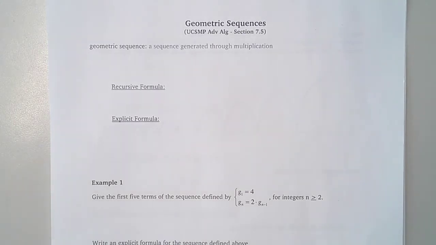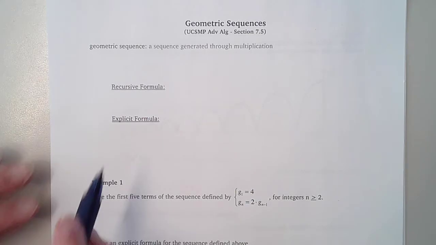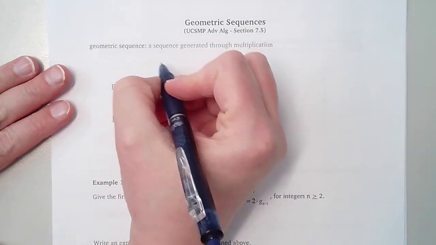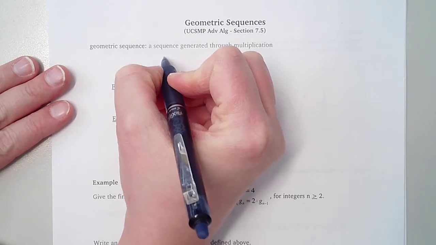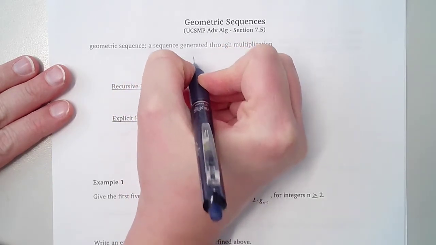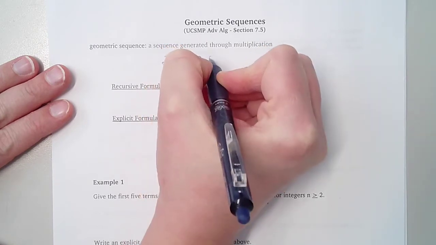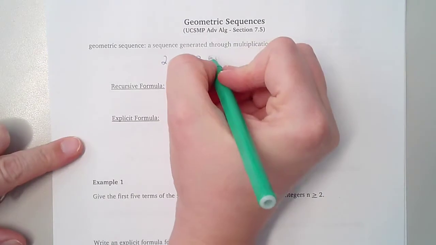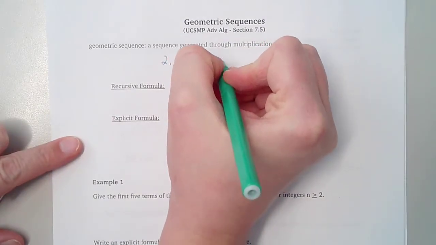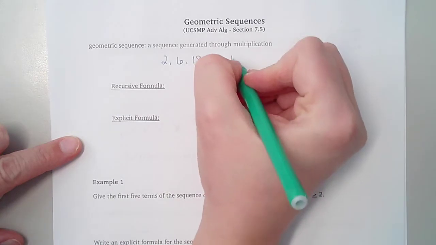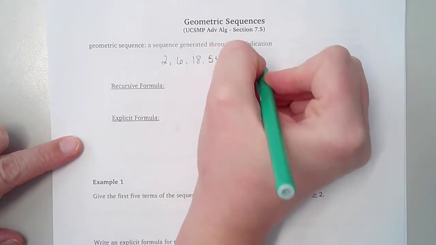Okay, so let me give you an example of a geometric sequence, and then we'll use that as we establish some formulas down here. A geometric sequence might look something like this: 2, 6, 18, 54. Let's see what the next one would be. 150, I think 162, and so on.